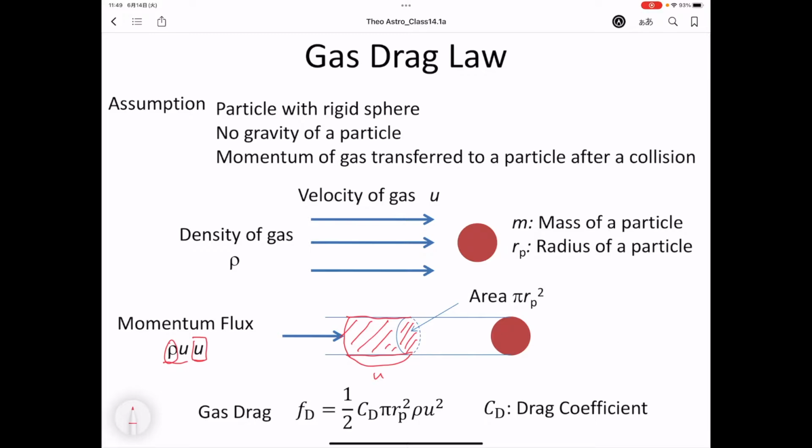Then the gas drag law is expressed as 1 over 2 times the coefficient C sub d times pi r sub p squared times rho u squared. This is a product of the momentum flux times area. C sub d is called the drag coefficient. It is a function of some non-dimensional values such as the Knudsen number and Reynolds number.